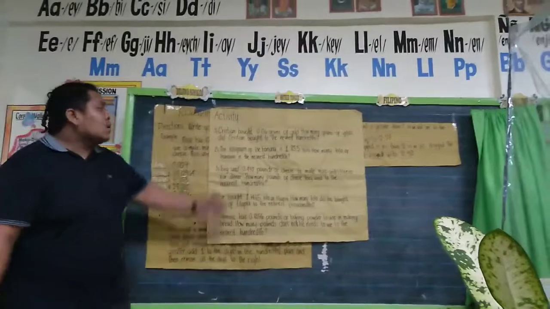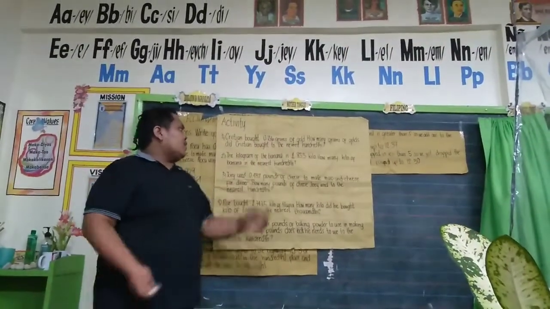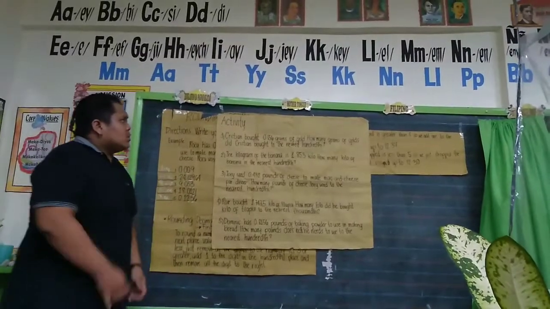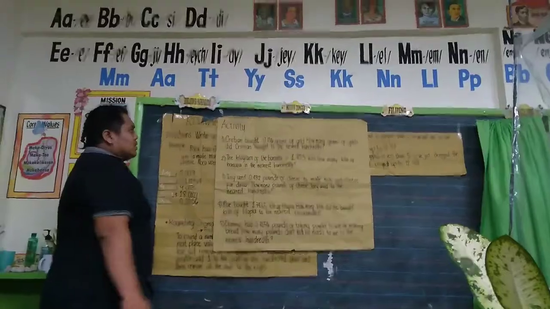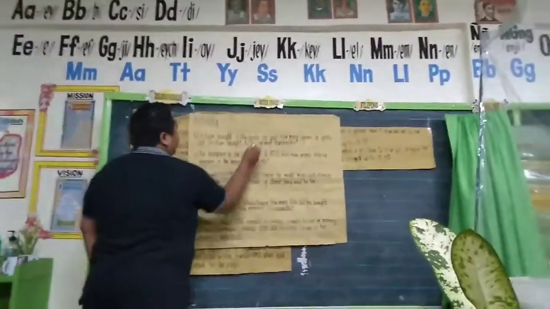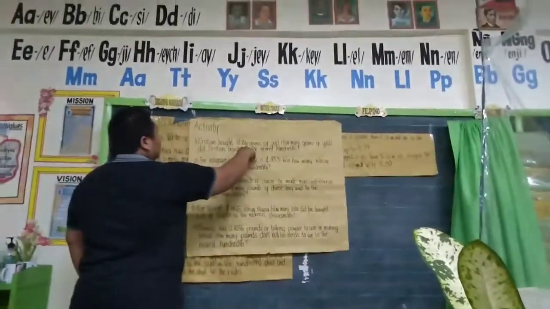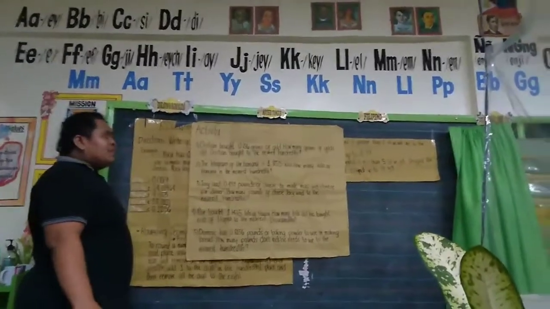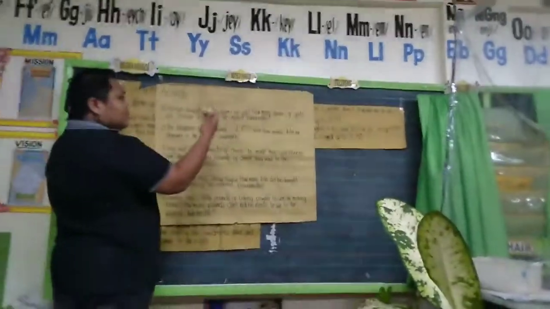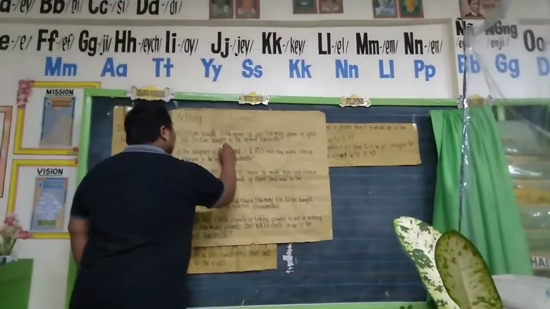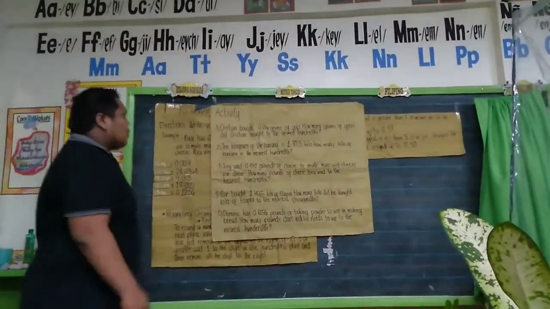Okay, number 1. Christian bought 0.156 grams of gold. So, what number is the hundredths? So, number 5. So, to the right, the thousandths, is it higher than 5 or less? Yes, it is higher. So, which means the answer would be 0.16. So, let us proceed to number 2.